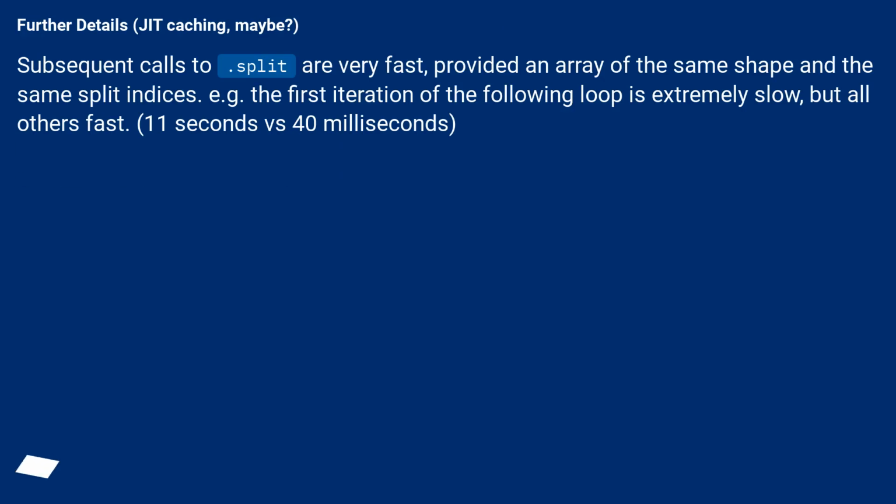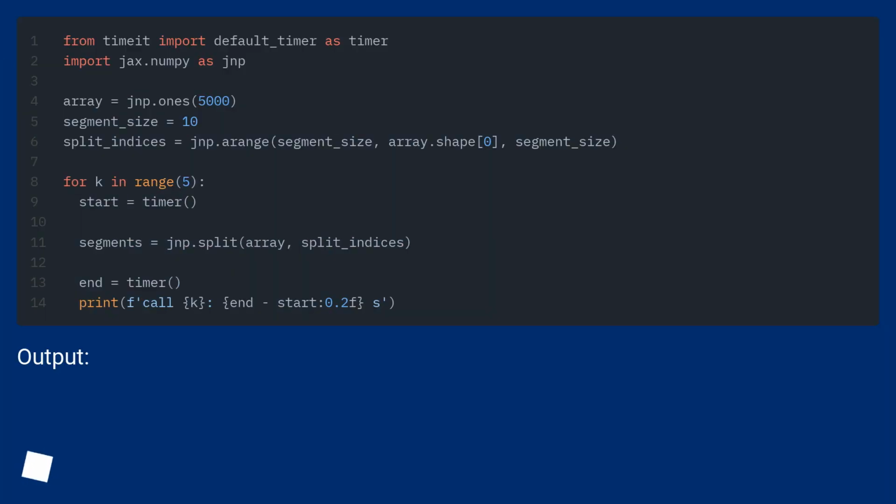Further details: JIT caching, maybe. Subsequent calls to .split are very fast, provided an array of the same shape and the same split indices. For example, the first iteration of the following loop is extremely slow, but all others fast. 11 seconds versus 40 milliseconds. Output.